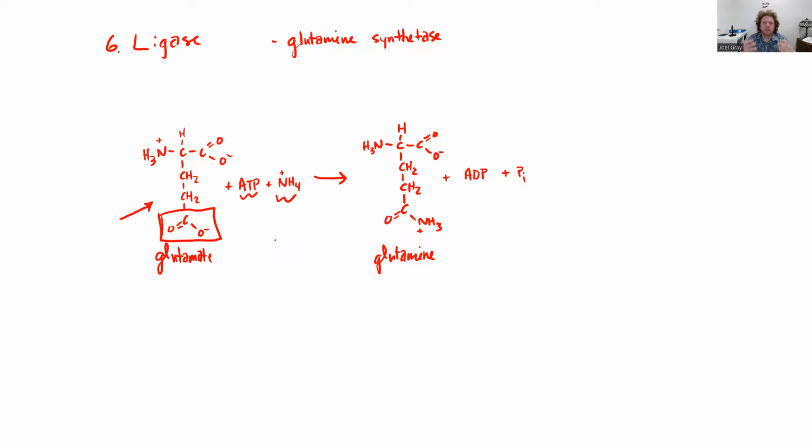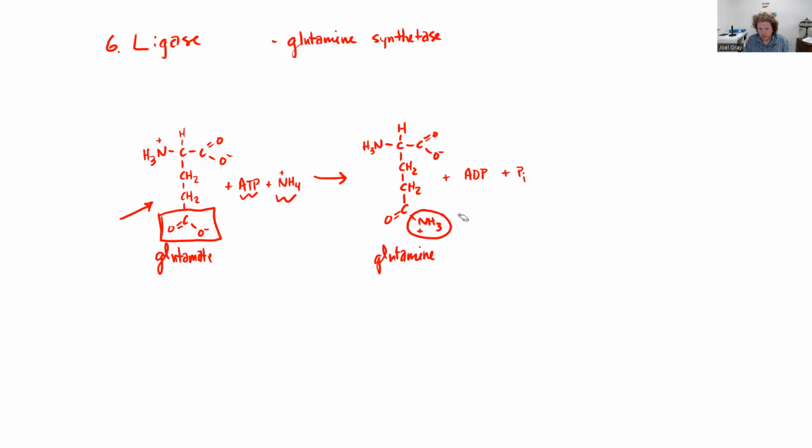So those three reactants are our inputs. Now, what glutamine synthetase is going to do is take that carboxylic acid, remove that single bonded oxygen, and replace it with NH3+. Our ammonium is going to be added to that carbon at the end of our R group. Now, what are our other products?